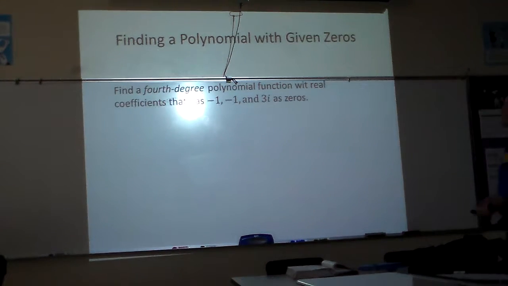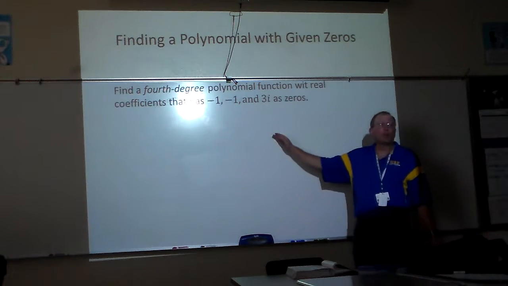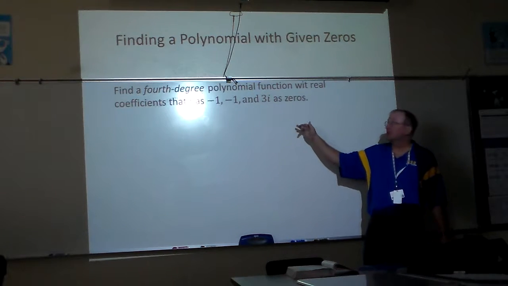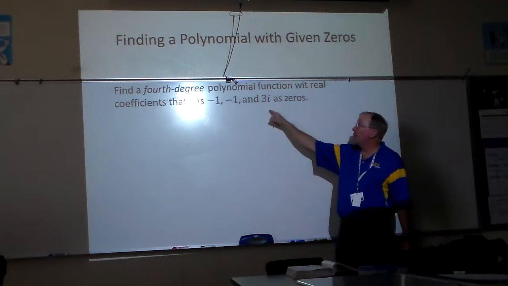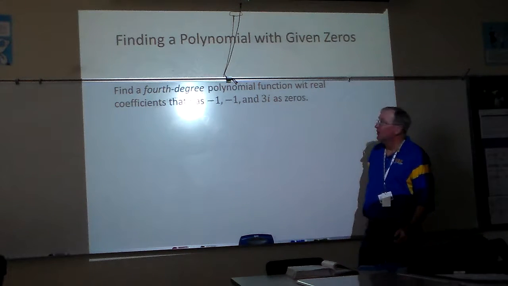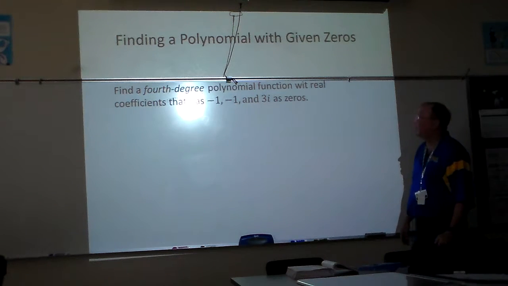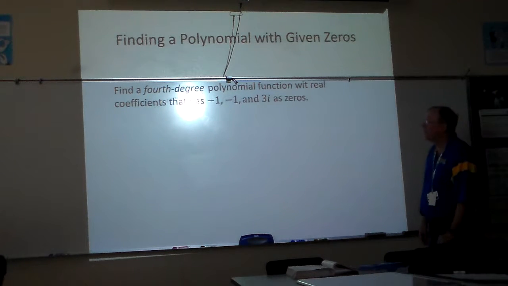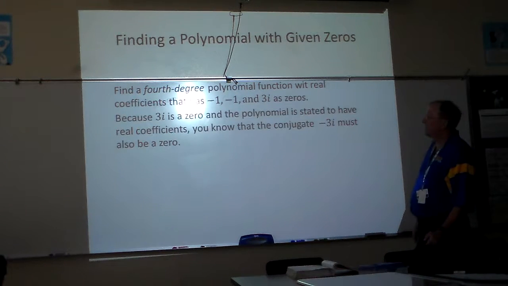What's going to happen is this. Here's where the 4 problems I added come in. I think they're going to be something like this here. A 4th degree polynomial, it's important to know it's a what degree? 4. A 4th degree polynomial has a function with real coefficients. It has -1, -1, 3i as zeros.